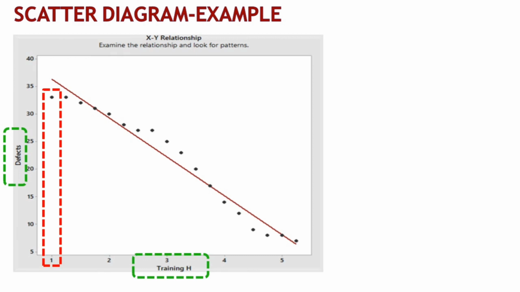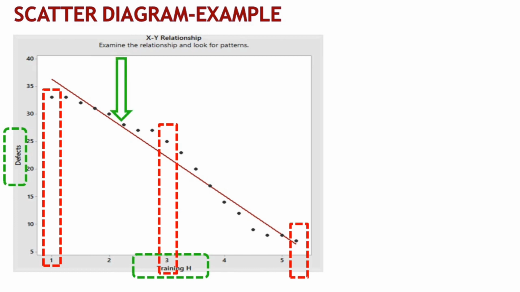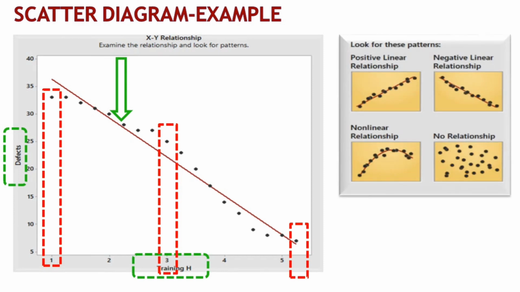But wait, as we extend the training to 3 hours, the defects dropped to around 25. And guess what? For 5 hours of training, there are only about 2 defects left. By the way, when we fit a straight line through these points, we find a negative linear correlation between training hours and defect rate.